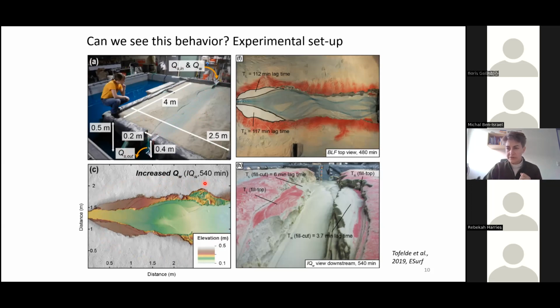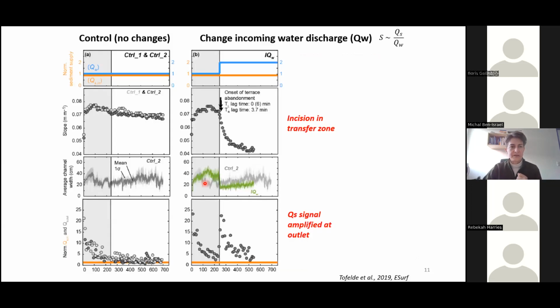So I'll just walk you through some of Steffi's results to start with. The first panel is showing some control experiments, so there are no changes in the forcing. And what you see in the top panel is that the water supply, QW, is held constant, and so is the sediment supply in orange. The next panel is showing how that channel slope is changing. So there's an initial phase that's shown in gray where the channel is just finding its steady graded form. After then, there's really no change.